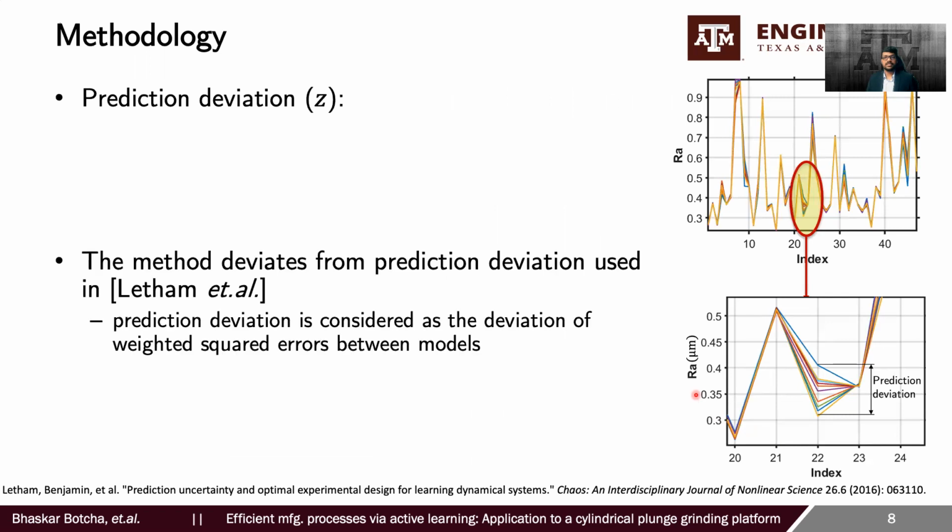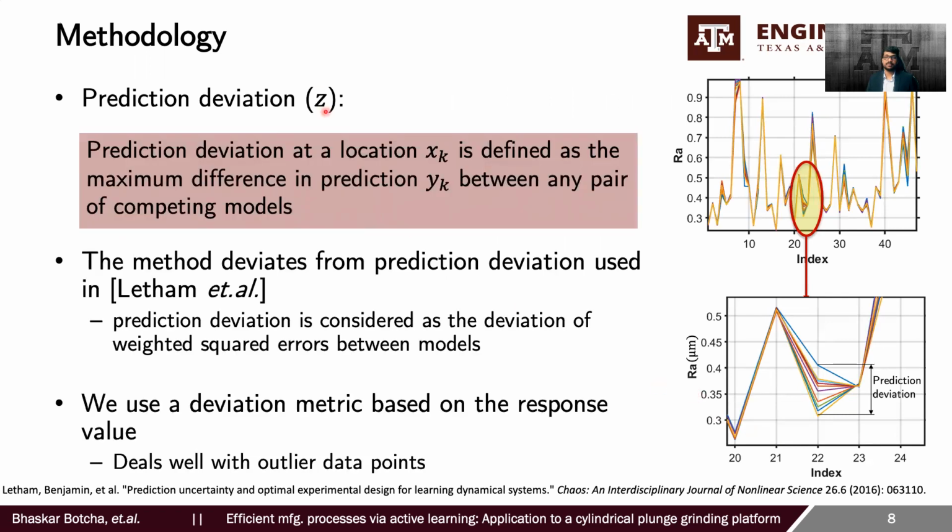And the next step is to define the prediction deviation. So prediction deviation at any location xk is defined as the maximum deviation in the predictions yk between any pairs of competing models. So if you see here on the right, this is the parameter space index, and this is the response over the entire space. So between any two pairs of competing models, this is the maximum deviation which we can see at this particular point 22. So that would be the prediction deviation at this particular location.